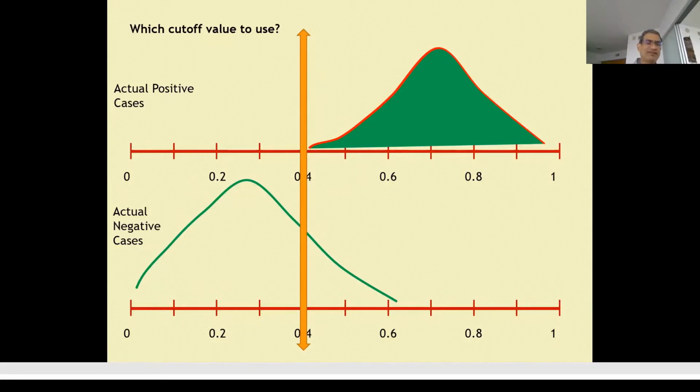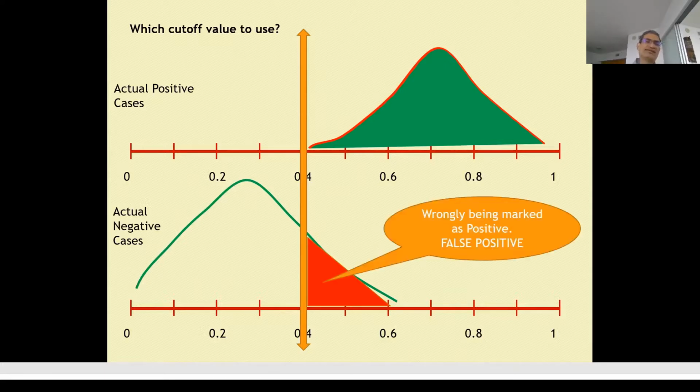But look at what happens here. These poor people who are actually negative cases, that means that they're perfectly healthy, for whatever reason, this test score for them comes out to be 0.42 or 0.44 or 0.5 or 0.56. All of them we are saying, hey, you have the disease. This means that we are having a very high false positive rate. Since we don't like that, we could do something else.